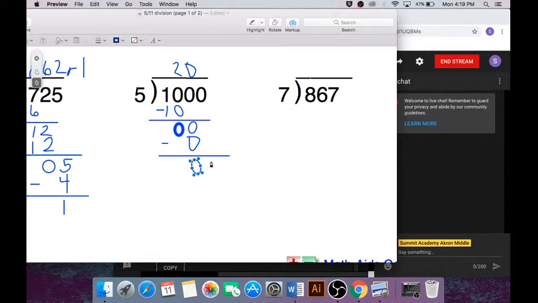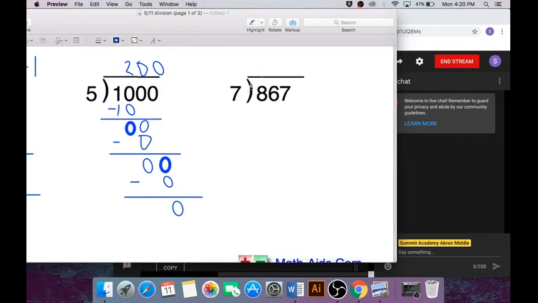And we still have another 0 left, so we have to bring this 0 down again, and we're going to do it again. 5 times what gets us close to 0 without going over? It's going to be 0. 0 times 5 is 0. And we're going to subtract. So our answer is 200.